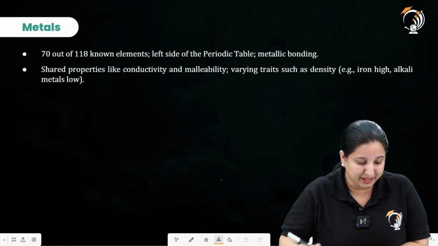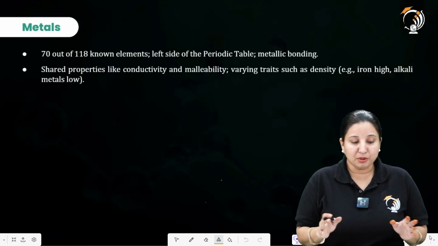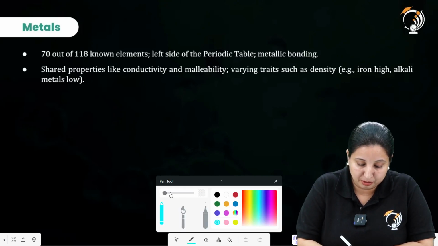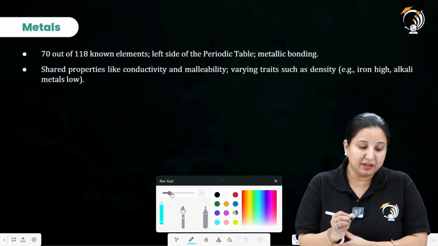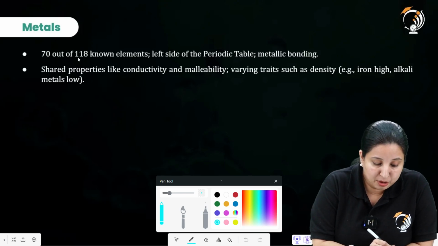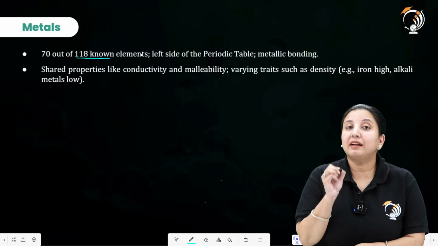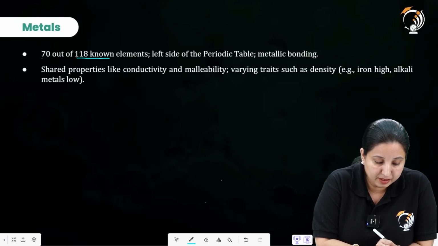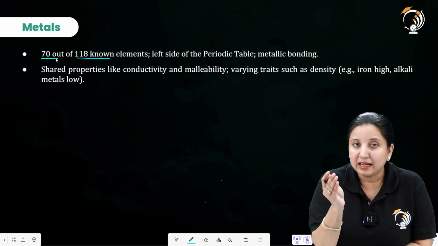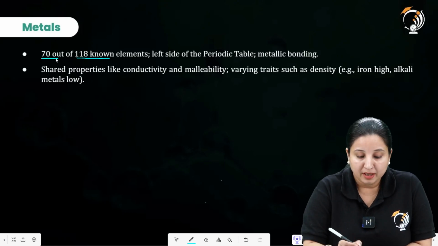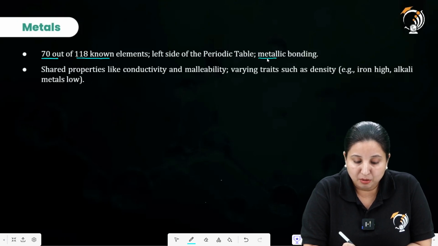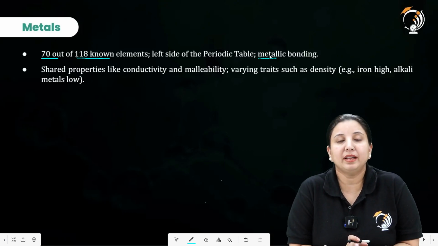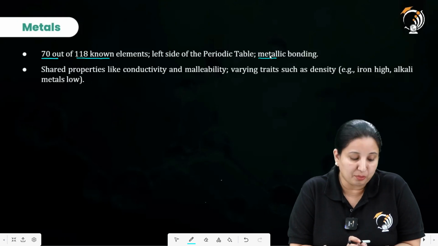So let's see what metals are. You all know the periodic table has 118 known elements. Out of those 118 known elements, 70 elements, on the left side of your periodic table, are metals. When we are talking about metals, the basic type of bonding in them is what we call metallic bonding.